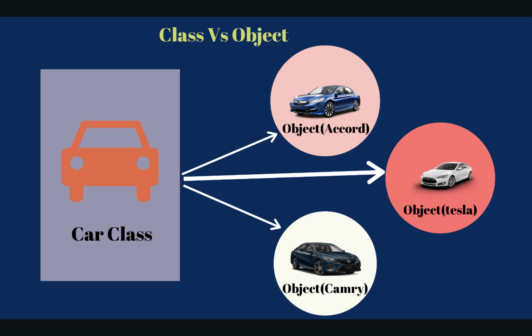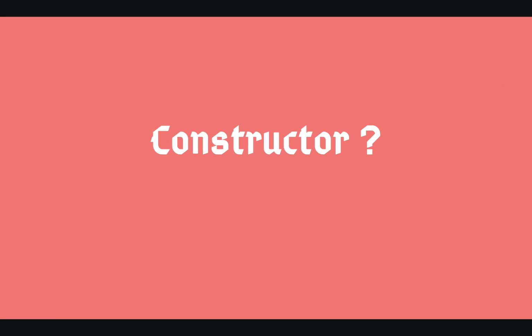Now, we have looked into class and object. How do we create an object from a class? So you have to create three different objects for your car management system. So how do you create those objects? So we use constructor. So what is a constructor?